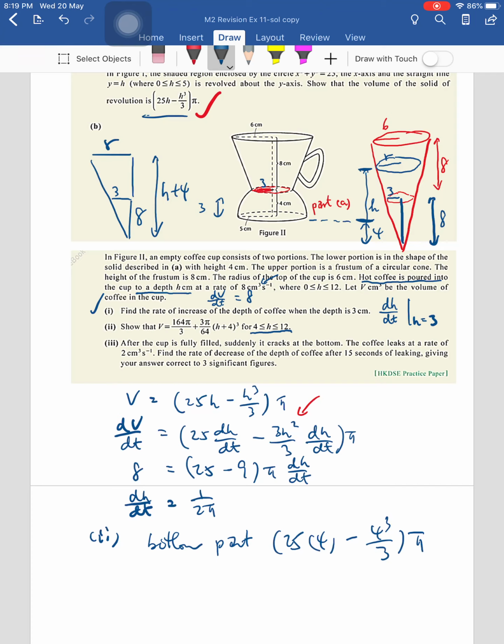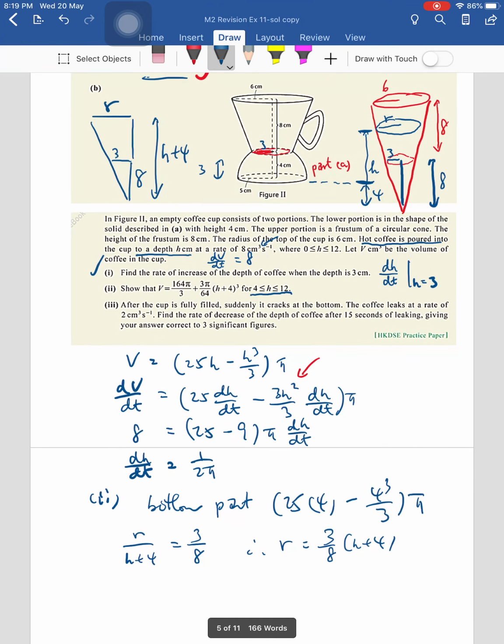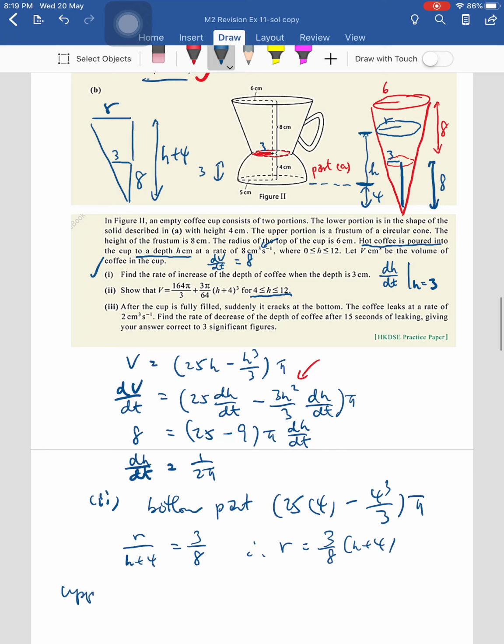So you can find out that R over H plus 4 equals 3 over H. Therefore, R equals 3 over 8 times H plus 4. So here the upper part is the cone, 1 over 3 pi R squared H, okay.